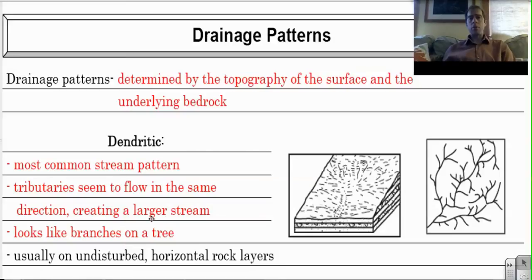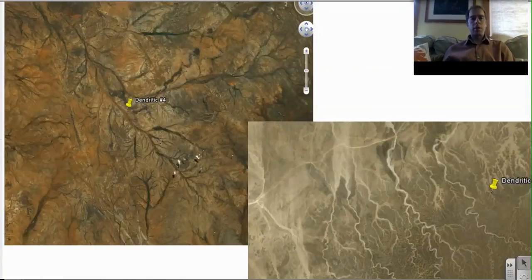The tributaries seem to flow in the same direction, creating a larger stream, and again, they look like branches on a tree. This is usually in places where the landscape is just going downhill. You can sort of see this is going downhill, but there's no disruption in the rock layers. They're still horizontal. There's a stream, and these are satellite images from Google Earth of dendritic patterns from streams flowing the way that they're flowing.